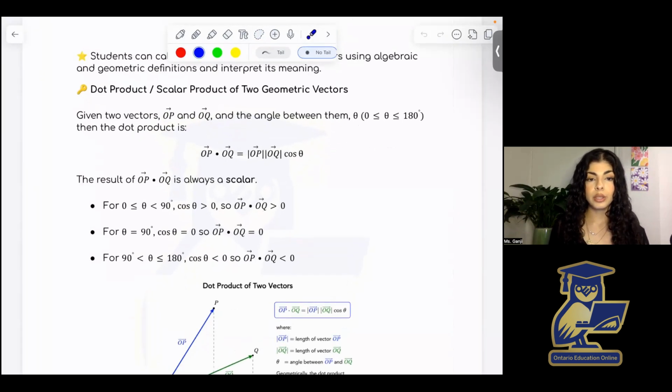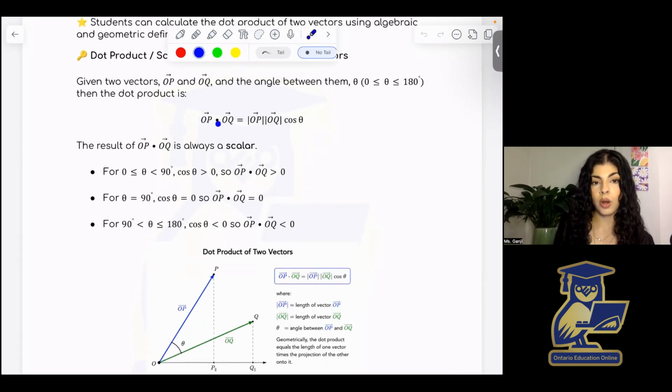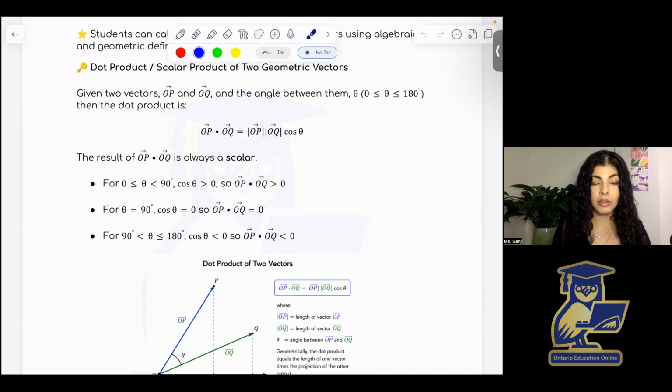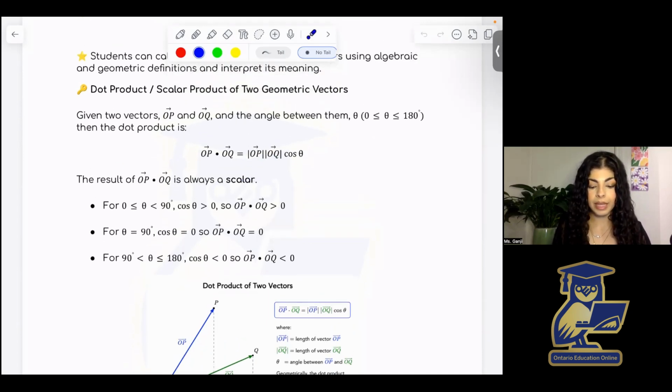Given two vectors OP and OQ, and the angle between them, which is theta, and theta is between 0 and 180 degrees inclusive, then we say the dot product, shown with that dot in the middle, is the magnitude of OP times the magnitude of OQ times the cosine of theta. But this is a scalar, and this is a scalar, and this is a scalar. So the result of the dot product is always a scalar, and that's why it's also called the scalar product.